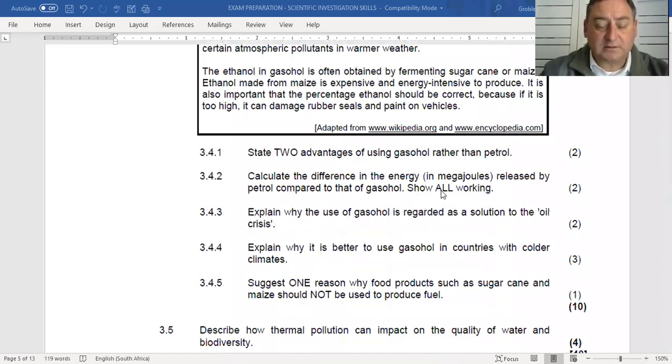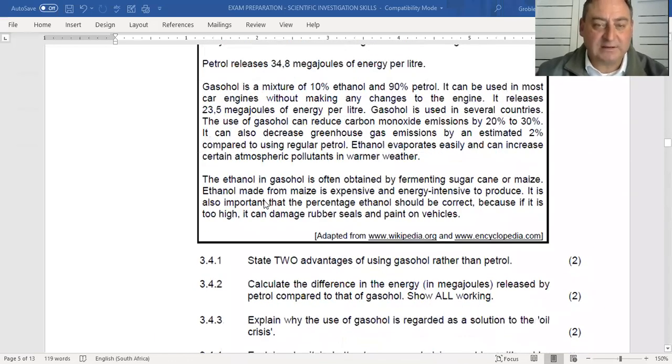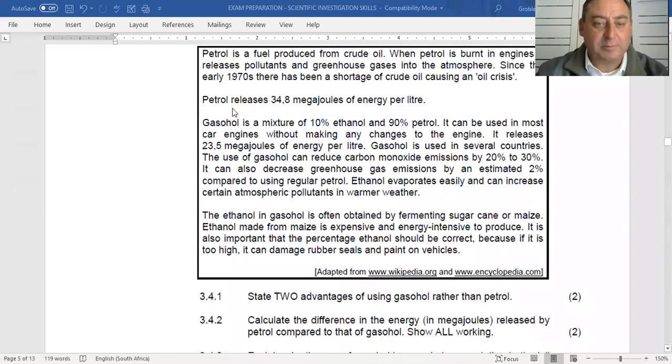You can't just write the answer. Show all your working all the time, so that you give the marker a chance to give you marks. Calculate the difference in energy released by petrol in comparison to gasol. Show your working for 2 marks. Now that's easy, because we saw here petrol releases so much and gasol so much, and the word difference occurs.